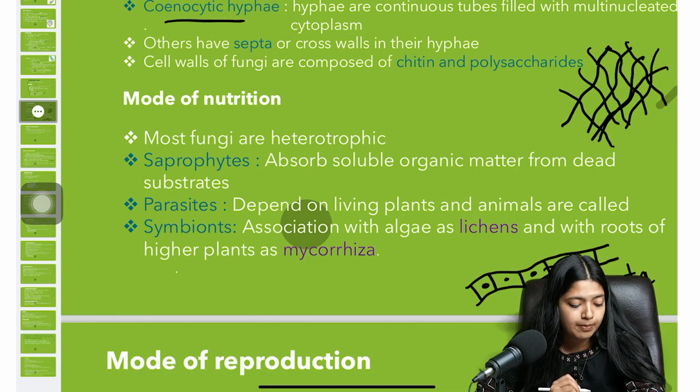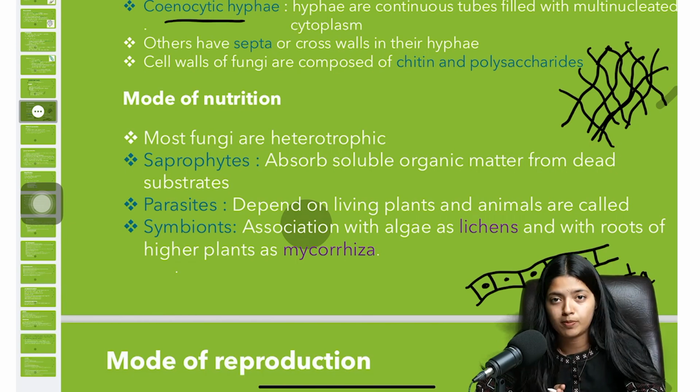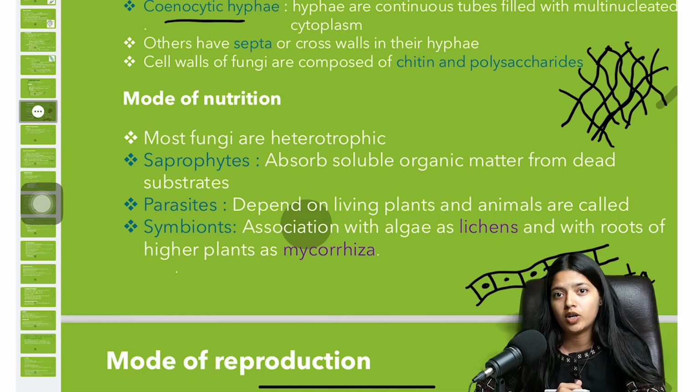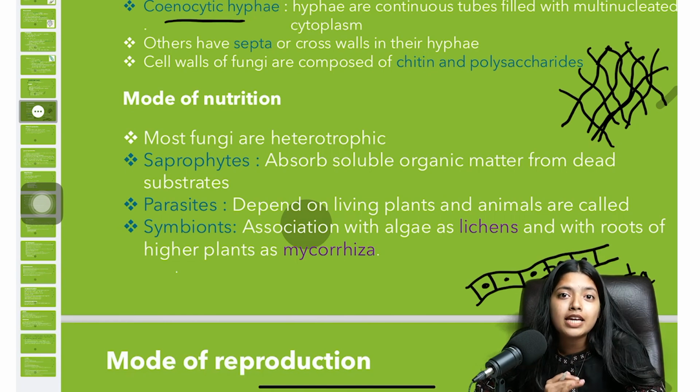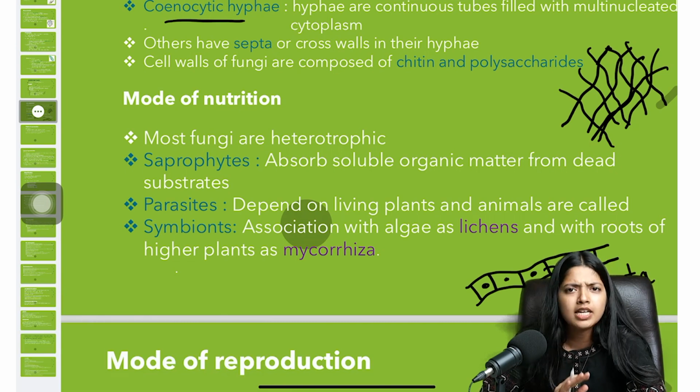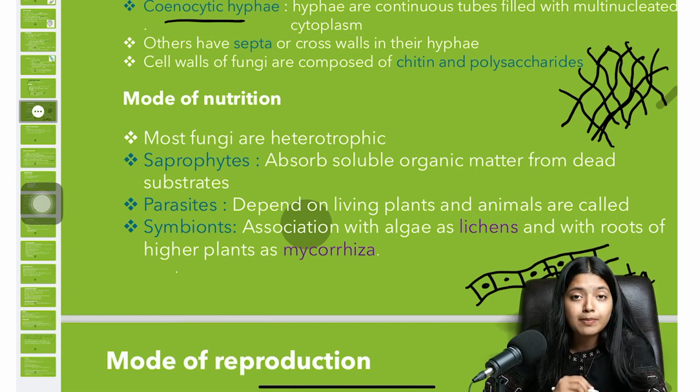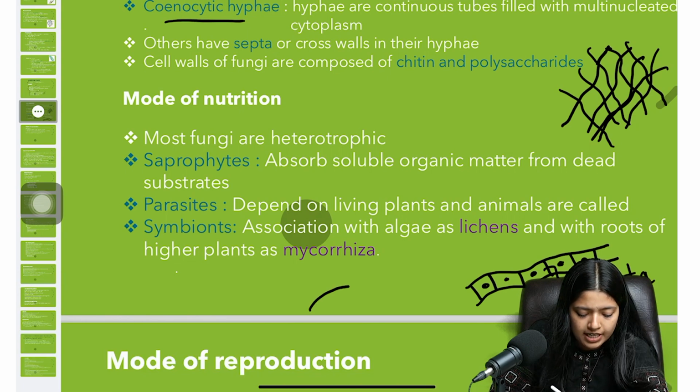So what does this septa do? They separate the nucleus and cytoplasm. If the hyphae have these cross walls, they are called septate hyphae or septate fungi. The fungus is called septate if septa are present. Only sometimes the septa are seen. Sometimes the septa are absent.